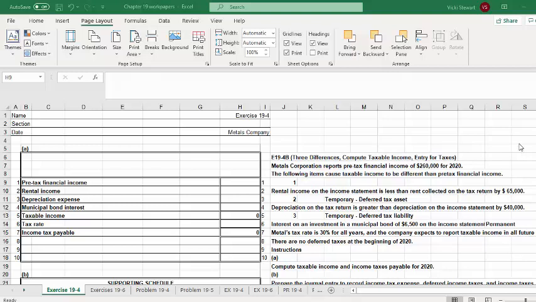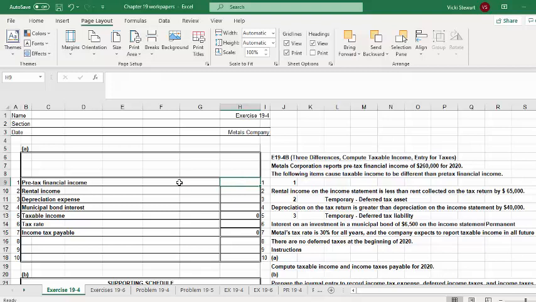This is a demonstration of exercise 19.4b. Metals Corporation reports pre-tax financial income of $260,000 for 2020, and then the problem lists items that cause taxable income to be different than pre-tax financial income. The instructions ask us in Part A to compute taxable income and income taxes payable for 2020.